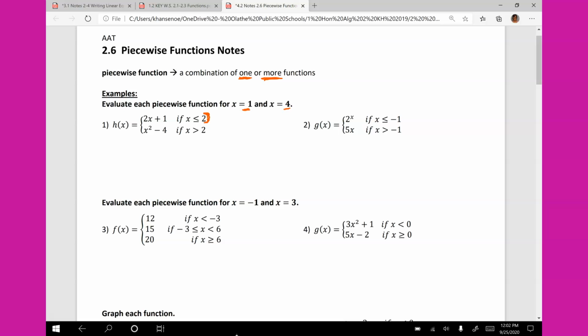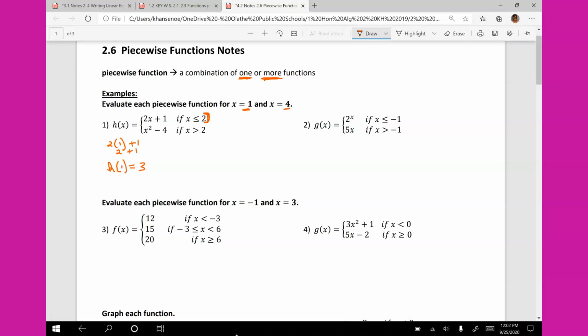So for the first one I would have 2 times 1 plus 1. So h of 1 equals 3. The reason I wrote h of 1 is because you are going to have two different functions, so you have to clarify which one you're plugging it into.